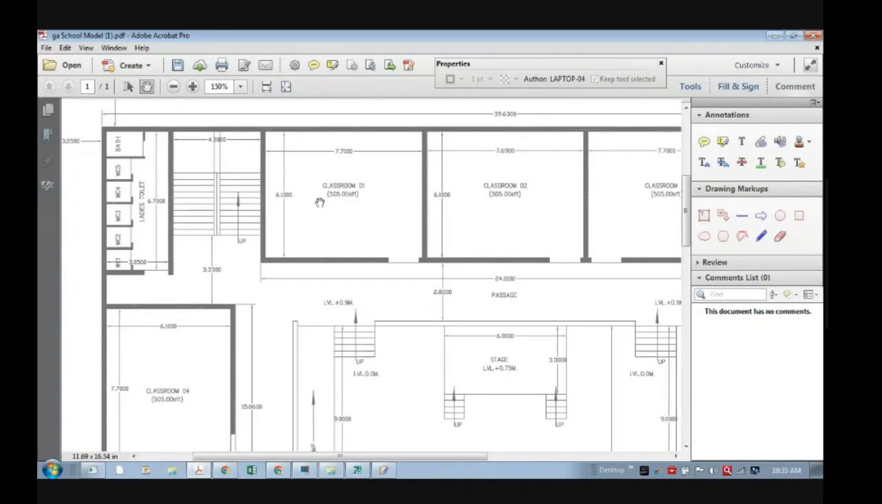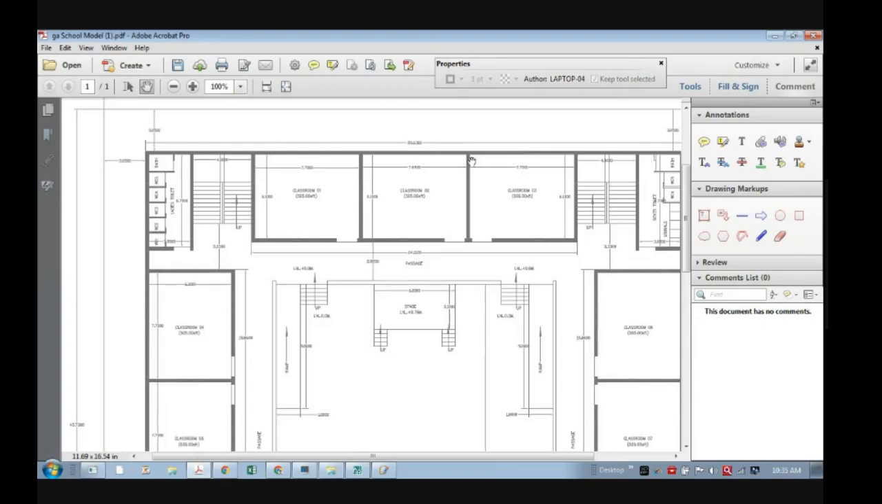Any queries? And this is a G+3 building. So at ground floor also you will have the same classrooms, and at first floor it is also the same classroom.